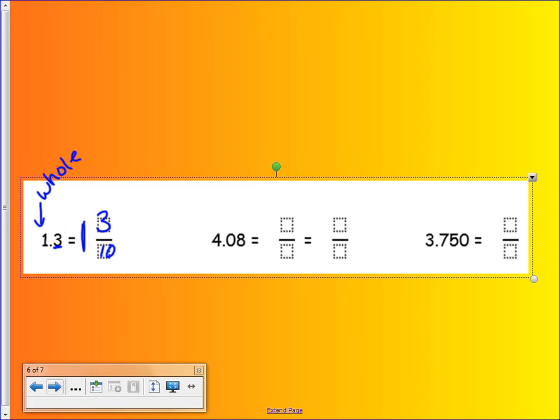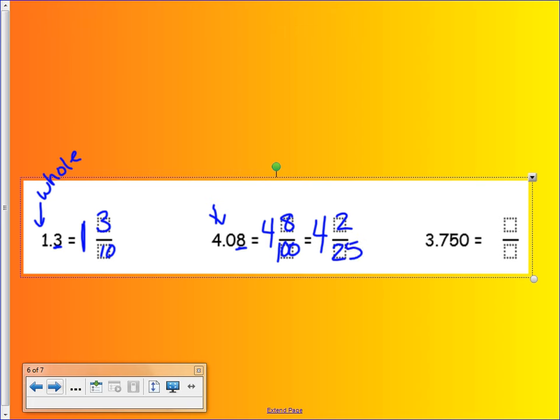The next one, there's our whole number. Our whole number is 4. And then this goes out to the hundredths place. So it's 8 hundredths. The greatest common factor between the two of these numbers is 4, but if you didn't know that, you could divide by 2, and then divide by 2 again. So 8 divided by 4 is 2, and 100 divided by 4 is 25. So our answer is 4 and 2/25.